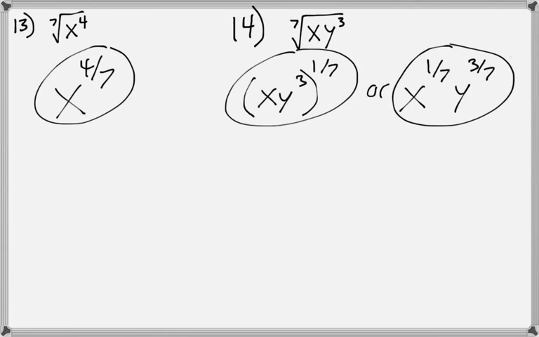So a common wrong answer would be x and then y to the 3/7. So you got to make sure that the 7th root does apply to both the y cubed and to the x.